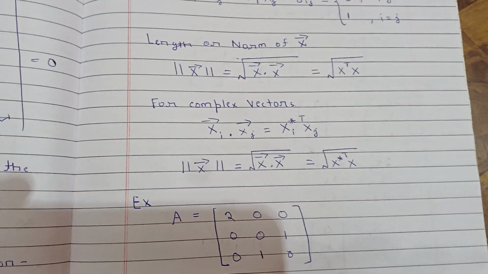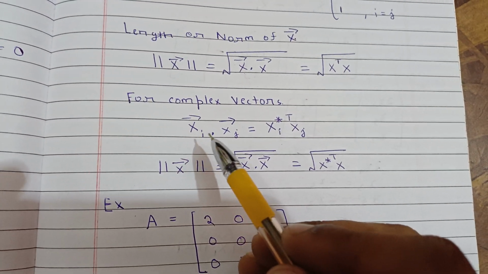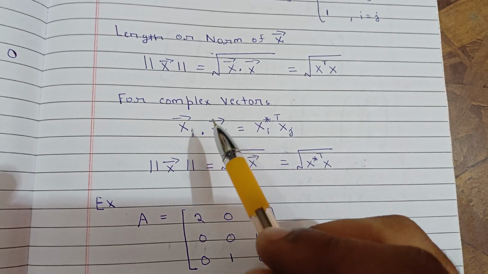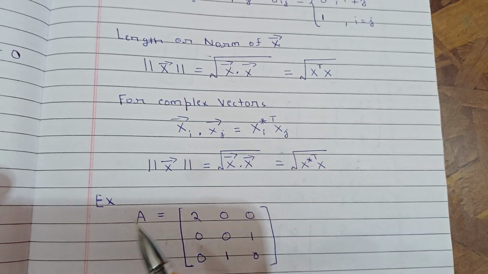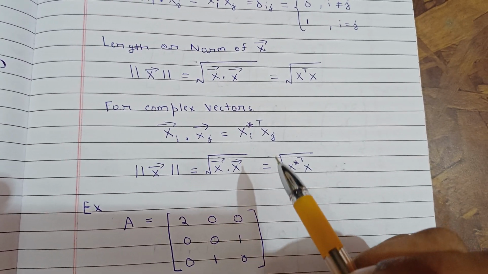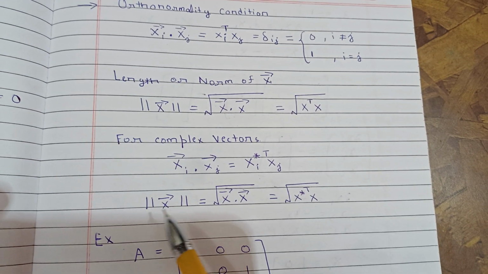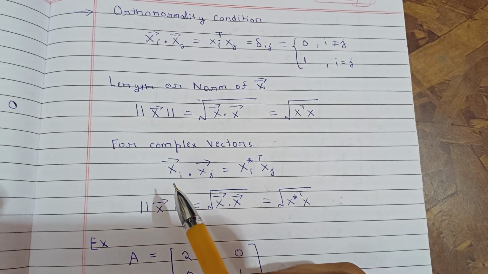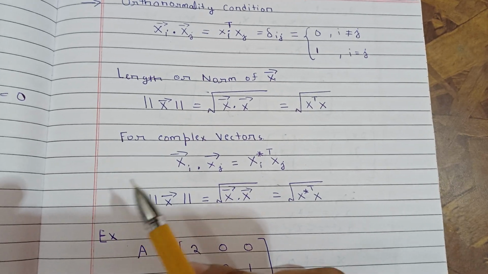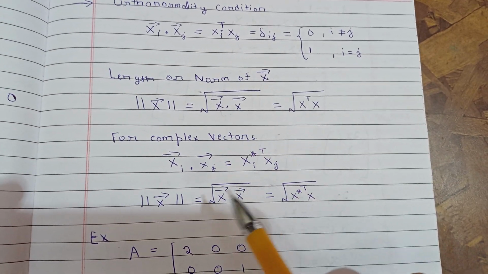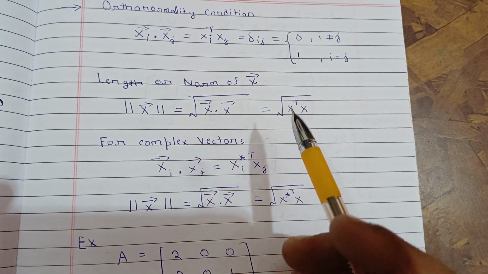If you get a complex vector in the equation, how will you solve it? These are two vectors and they are complex. Then you have to take the conjugate transpose of the first one, multiply with the second one, and take the square root to get the length. So orthogonality will be like this, and for the length or norm, you will go like this. And when you try to normalize the vector, in quantum mechanics or anywhere, you need to put the value of this norm or length equal to 1. When you put it as 1, then you can normalize the eigenvector.